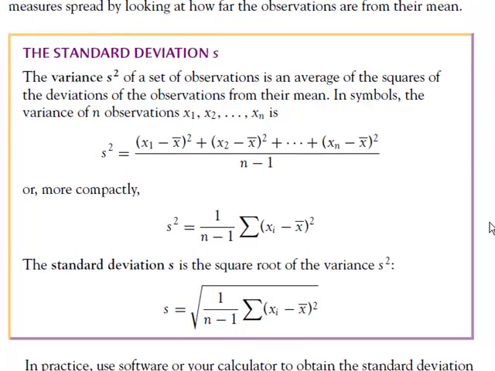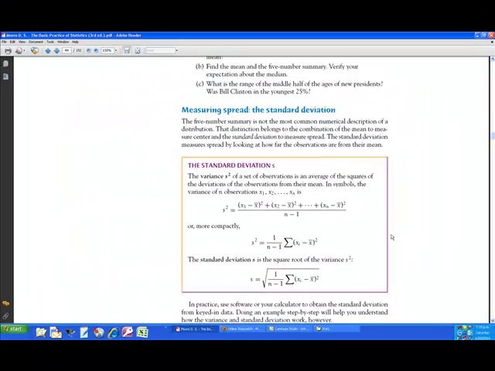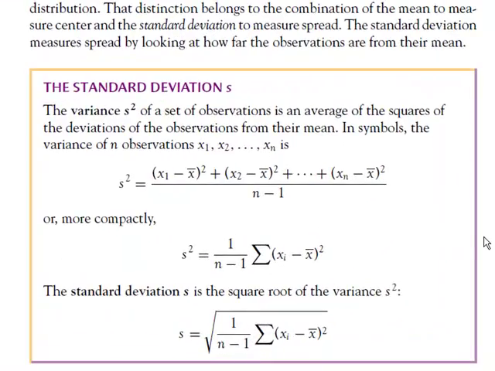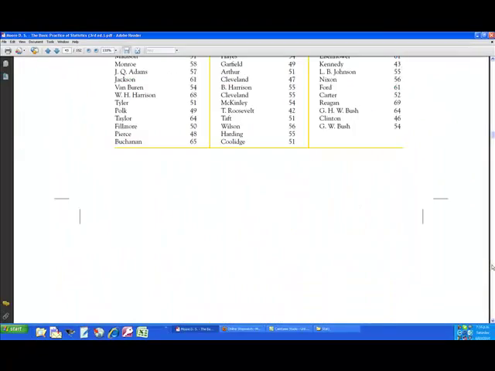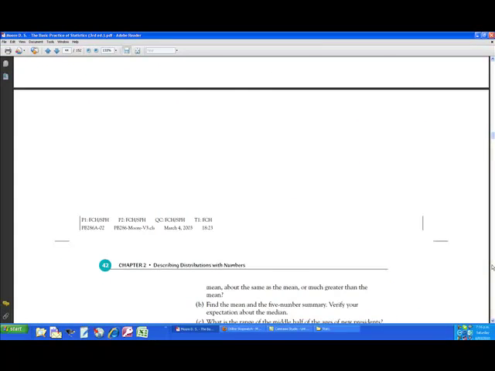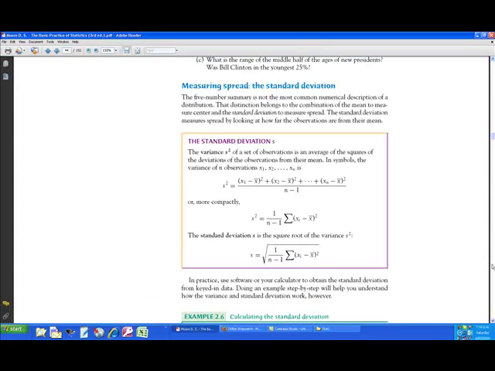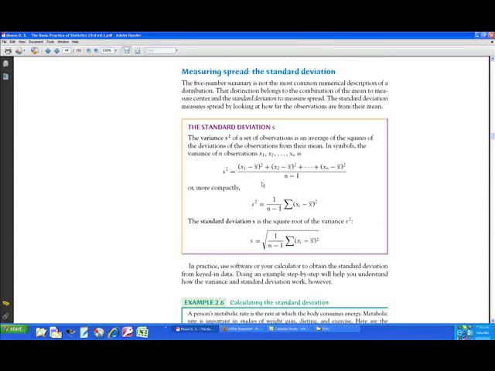This is the formula for the standard deviation. What we're trying to do when we talk about the standard deviation is measure the spread of the data. How spread out is it? The spread of a set of data is measured by the standard deviation. And here's the formula for it.